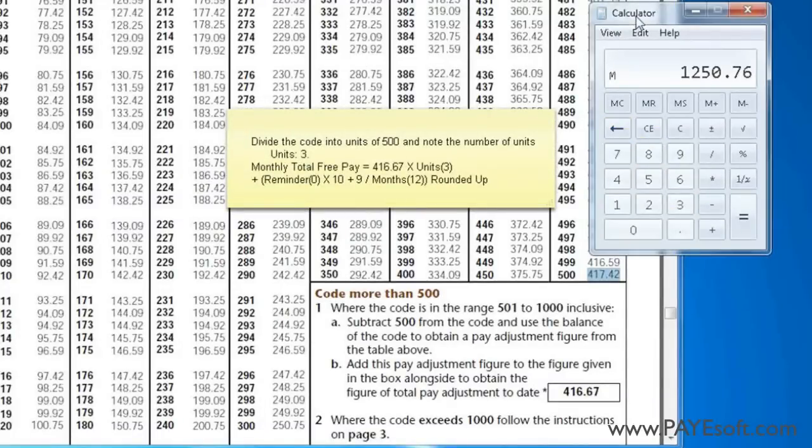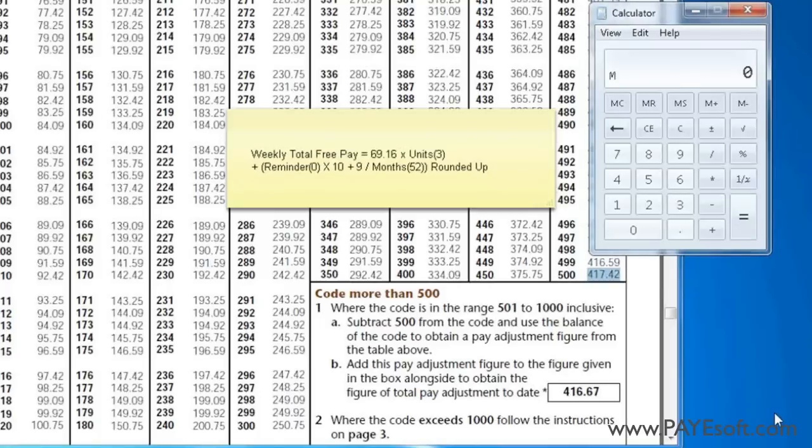Divide the code into units of 500 and note the number of units. Monthly total free pay is 416.67 times the units of 3 plus the remainder of 0 times 10 plus 9, divided by 12 for months, and then rounded up. Again for weekly values, change 416.67 to 96.16 and 12 to 52. Weekly total free pay equals 96.16 times the units of 3 plus the remainder of 0 times 10 plus 9, divided by 52 for the weeks, and then round it up.